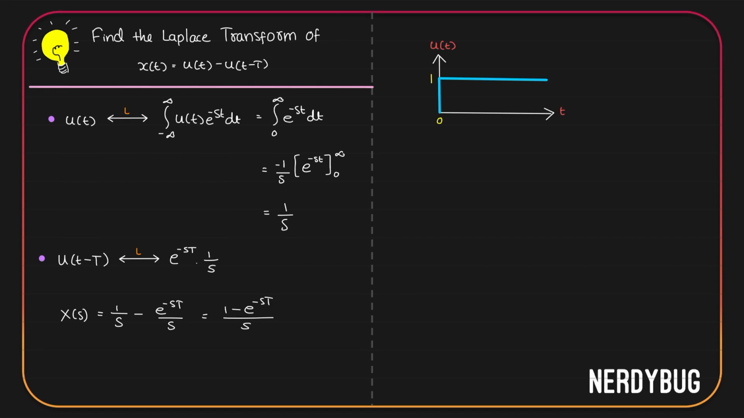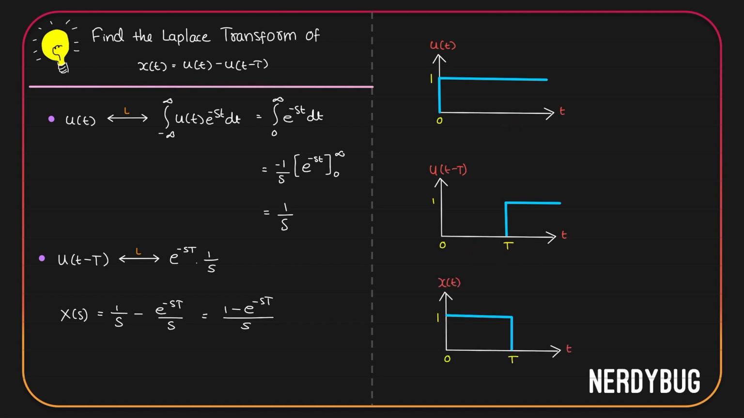Now u of t on a graph looks like this. It is 0 until t equal to 0 and after that it is 1 till infinity. U of t minus t will look like this. It is a shifted version of u of t. So it starts at t. Until t it is 0 and after t it will become 1. We need u of t minus u of t minus t. We have to subtract the second signal from the first signal. So x of t will look like this. X of t is 1 from 0 to t and it is 0 everywhere else. So what we can conclude from here is x of t is a finite duration signal.